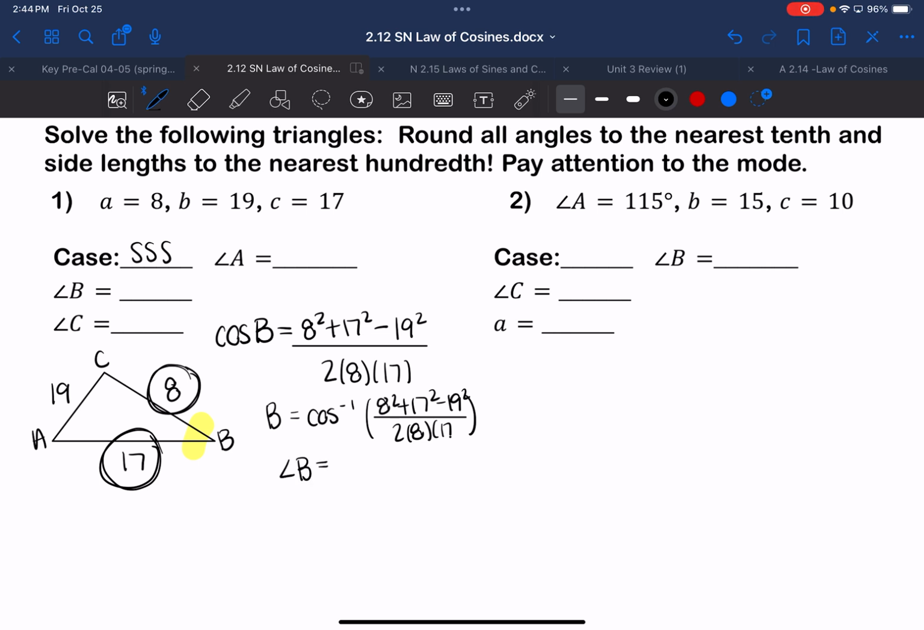Isn't the formula over 2AB? Mm-hmm. Wait, I got an error. Yeah. To find angle B. Oh, B. Yeah, but okay. Oh, yeah.